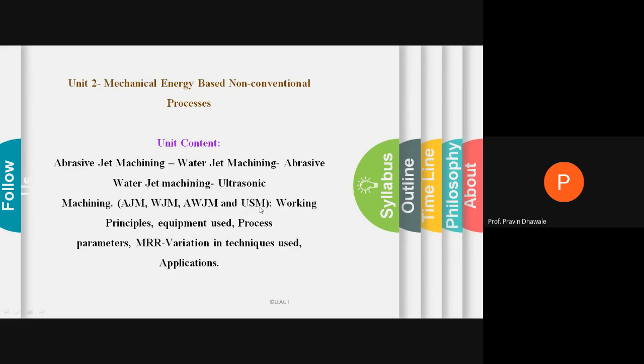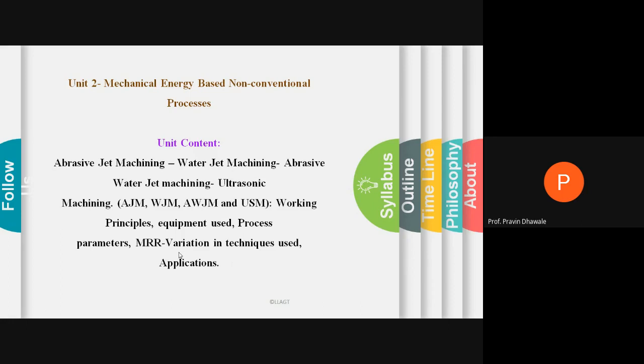You have to study all these processes in detail: what the different components are, what its working principle is, what equipment is used, which process parameters will be required, and what the effect of these process parameters on material removal rate is. MRR means material removal rate. Also the variations in technique that are used, and the application of these types of mechanical energy based processes for a particular workpiece material.